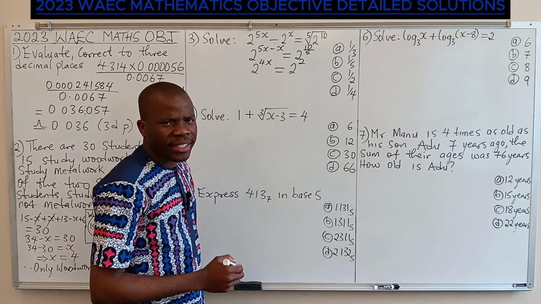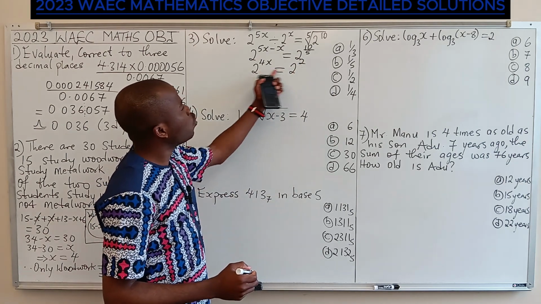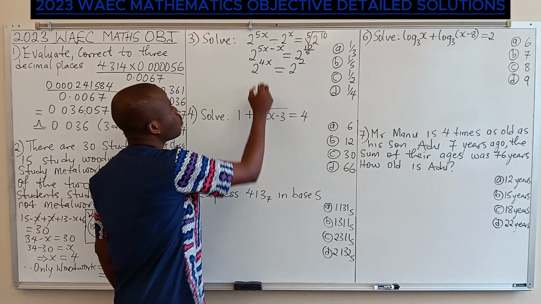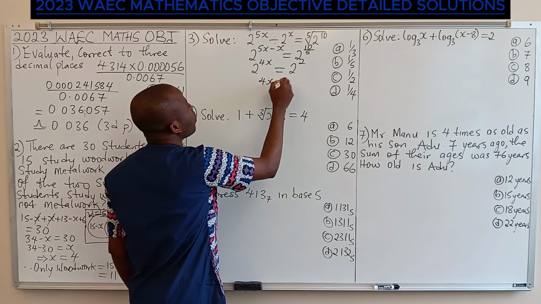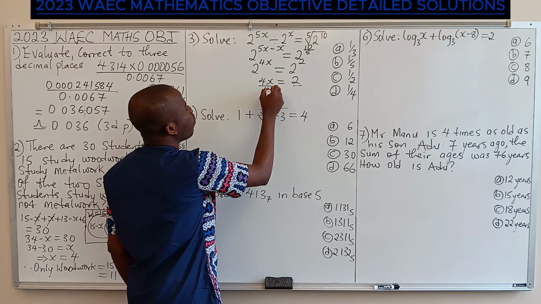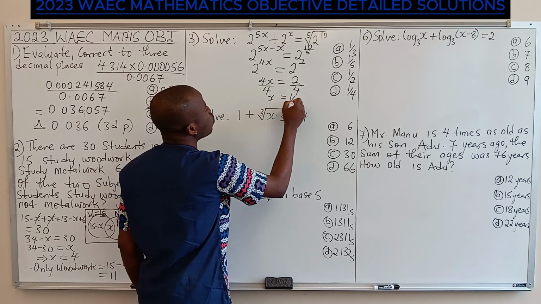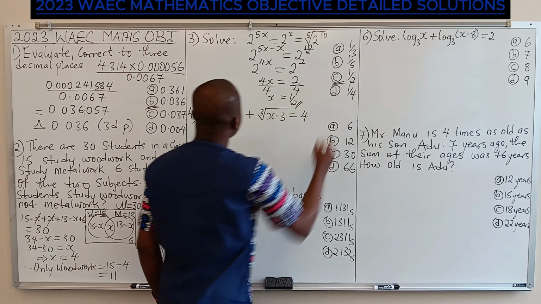Also from laws of indices, when we have two numbers that are equal with the same base, their powers have to be equal. So this will be 4x has to be equal to 2. Divide both sides by 4. It means x has to be 1 over 2, which is C.